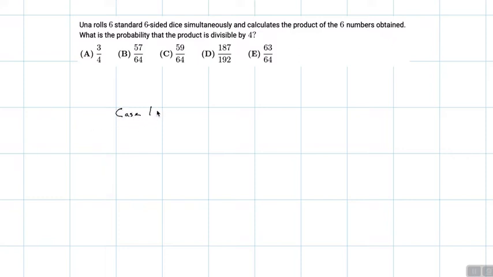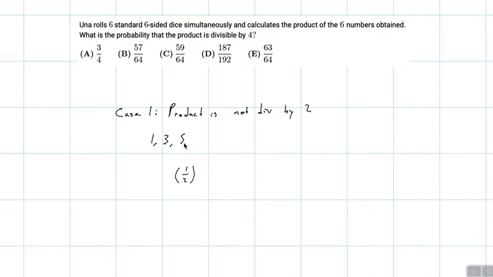Case 1 is just going to be the product is not divisible by 2. And I want to find out the probability that this case is going to be true. So I think of all numbers 1 through 6 that are not divisible by 2, and those numbers are 1, 3, and 5. And so the probability of, on your first roll, rolling a 1, 3, or 5 is 1/2.